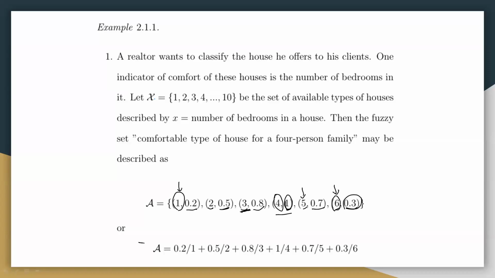The same thing can be written over here, where we write the membership value first, then we write divided by the x value. The x value is basically the number of bedrooms itself. If the number of bedrooms is 1, it is not comfortable for a four-person family. If the number of bedrooms is 6, it is only this much comfortable. So you can see it is the notation we have already seen. It can be written in this format or in this format. Both are the same. Don't mistake this plus for arithmetic addition. This is just indicating the union of all the elements as a whole. It's not the arithmetic sum.